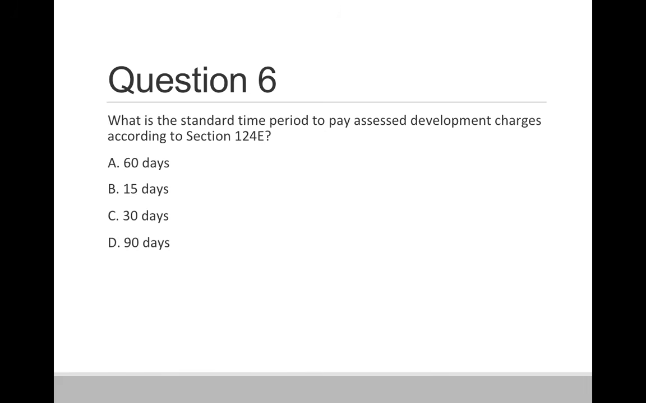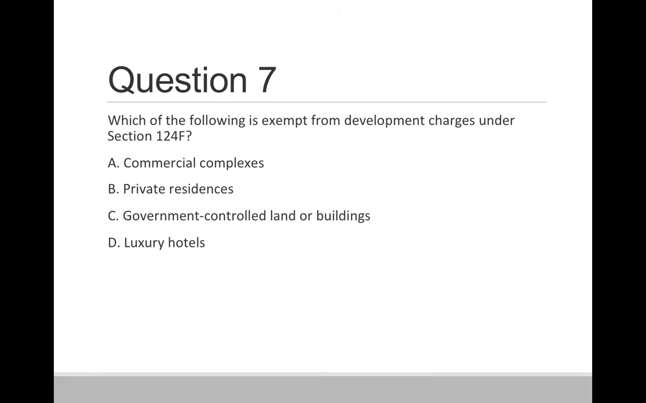Question 6. What is the standard time period to pay the assessed development charges according to section 124E? Option A, 60 days. Option B, 15 days. Option C, 30 days. And option D, 90 days. So the correct answer is option C, that is 30 days. So as per section 124E, we have to pay the assessed development charges within 30 days.